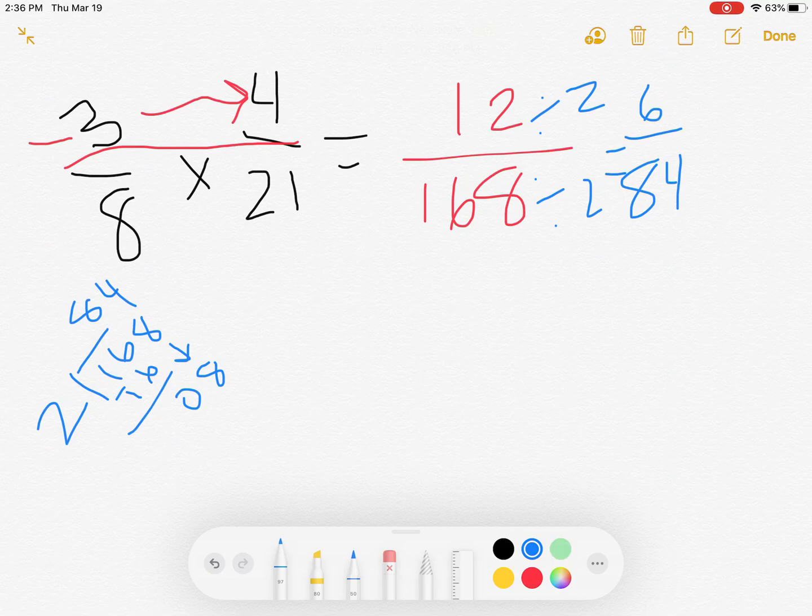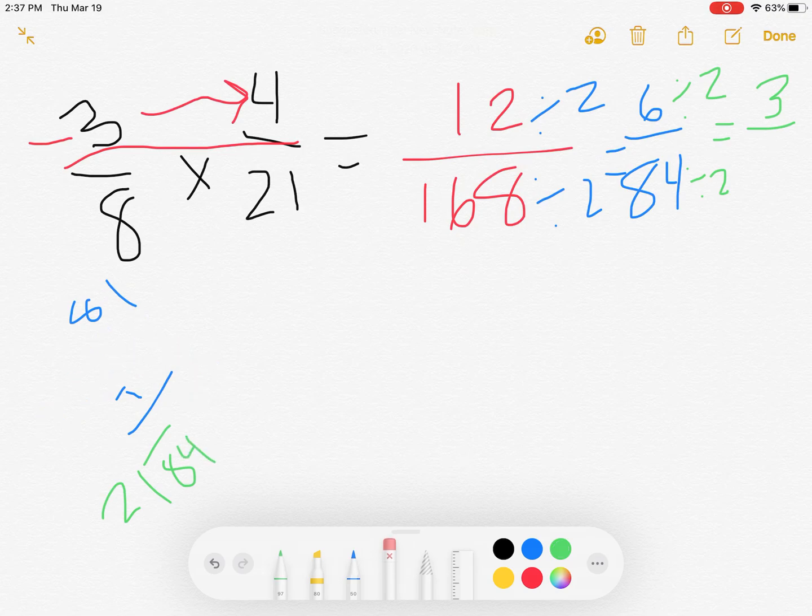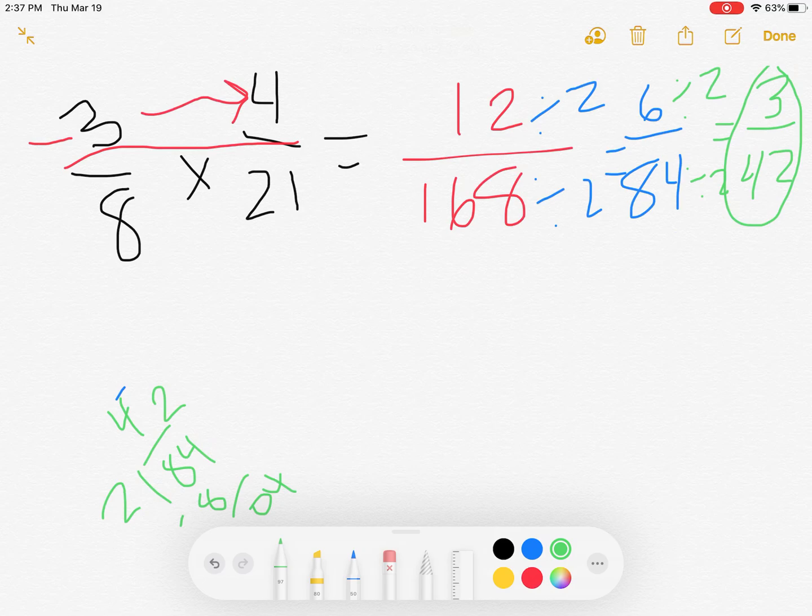I'm still looking at these numbers, guys. They're both still even, which means I can divide them or simplify them by 2 one more time. Let's see what happens. 6 divided by 2 is 3. 2 into 84. You might need to do some side work over here, or you got that in your brain. That's great too. Goes in 4 times. Bring down the 4, 42. So I end up with 3 over 42.